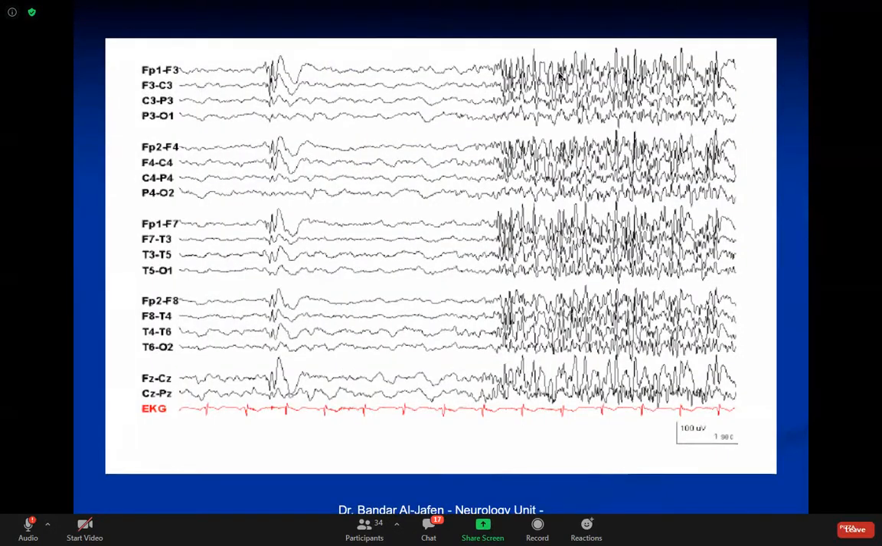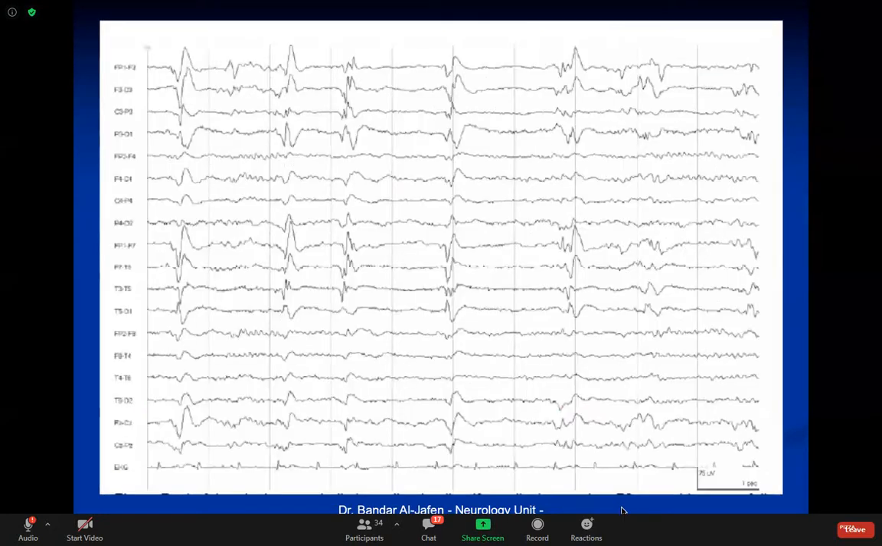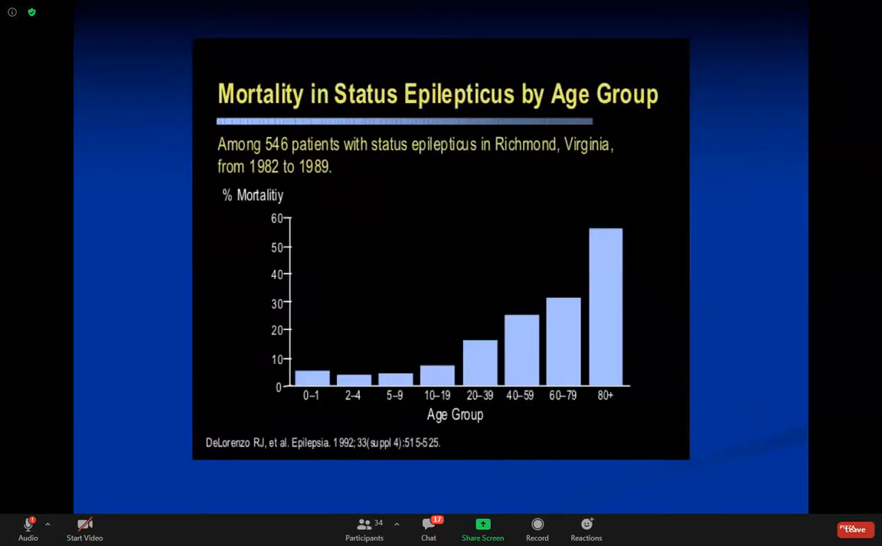This is just showing generalized discharges. And these are just periodic spikes indicating epileptiform activity. All right. Mortality in status epilepticus by age group. So of course, mortality is high in the elderly patients.